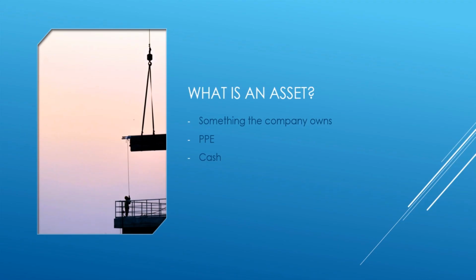So assets are something that the company owns. If a business was to buy some machinery, that would be an asset, something that it owns. If the company was to buy a business vehicle, that would be an asset. If the business was to buy its own premises, that would be an asset. I've also put cash on the list because cash is also an asset. The business owns cash, so if it has a positive bank balance, that's an asset.